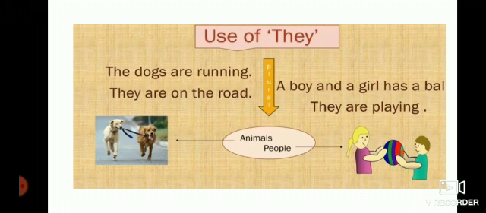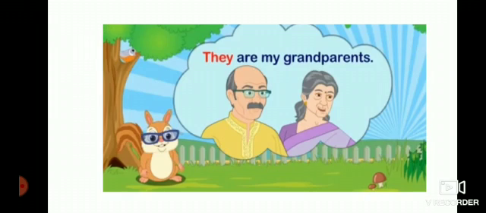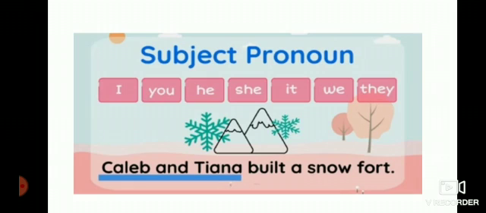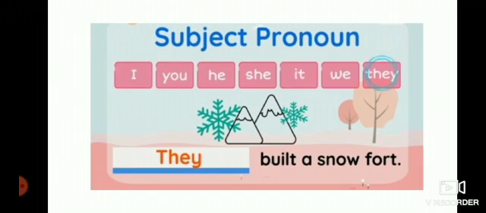When do we use they? Instead of plural. For example, more than one person, animal or thing, you have to use they. The dogs are running means you have to write they. Are you clear, children? They are my grandparents. See the example. Caleb and Tina built a snow fort. Here, Caleb and Tina. How many persons are there? Yeah, two persons. So what do we write? Yeah, they built a snow fort.